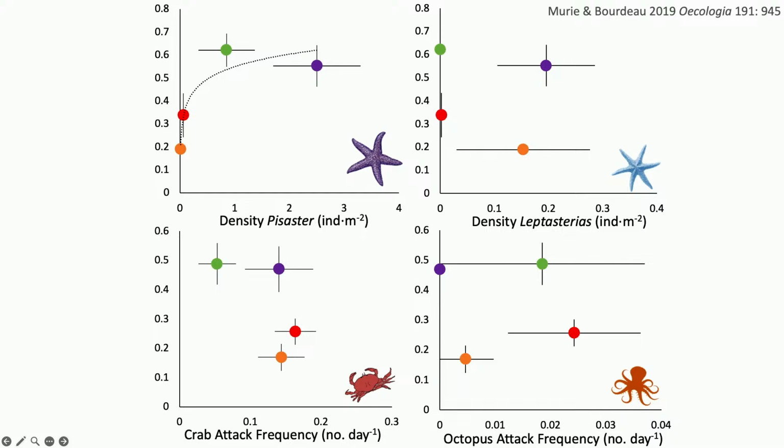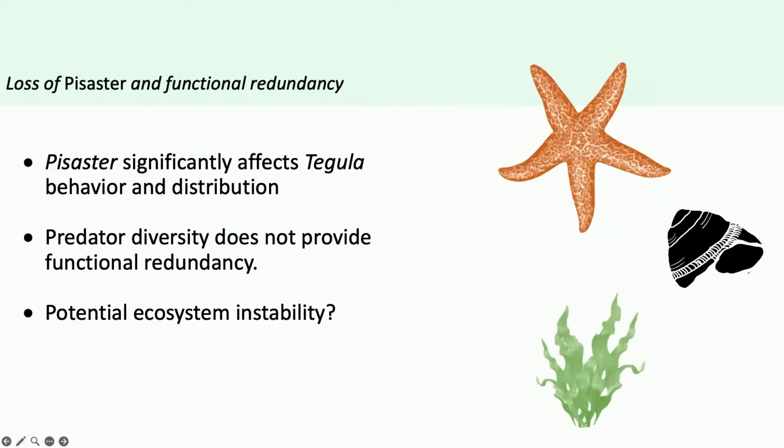So the field patterns support the mechanistic stuff that we found from the lab experiment, suggesting that Pisaster significantly affects tegula behavior and vertical distribution. But the diversity of predators that we have up on the far northern California coast doesn't really provide functional redundancy in terms of these non-consumptive effects that Pisaster is having on tegula. And so that suggests some potential ecosystem instability, particularly in the low intertidal zone, if Pisaster is removed from the system.